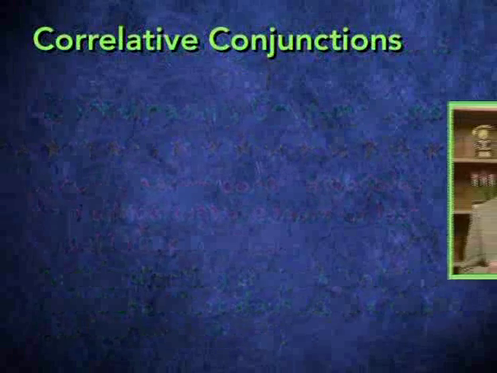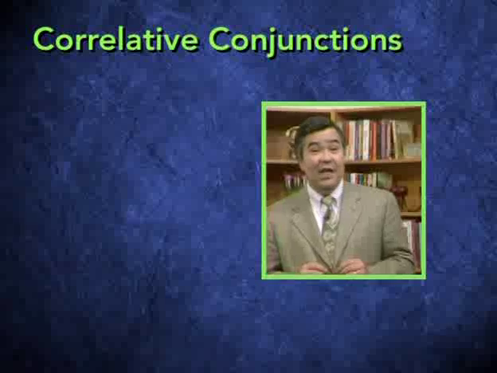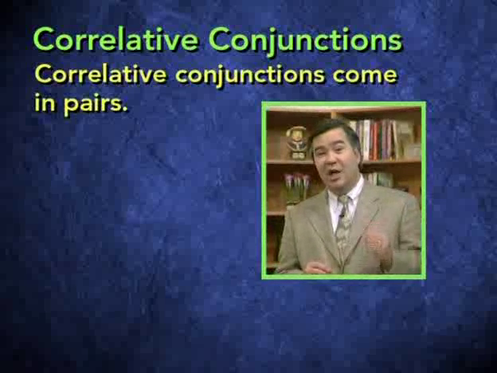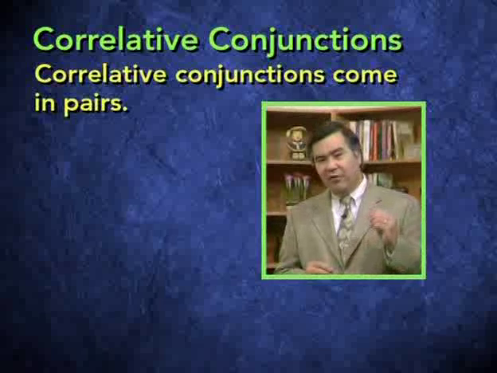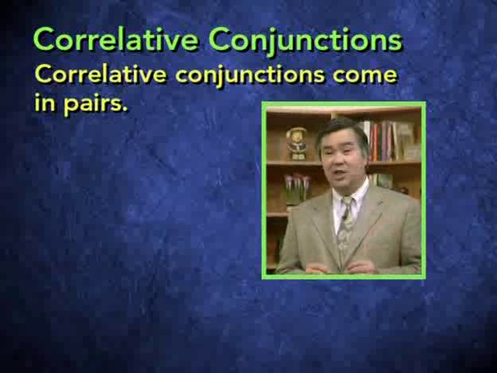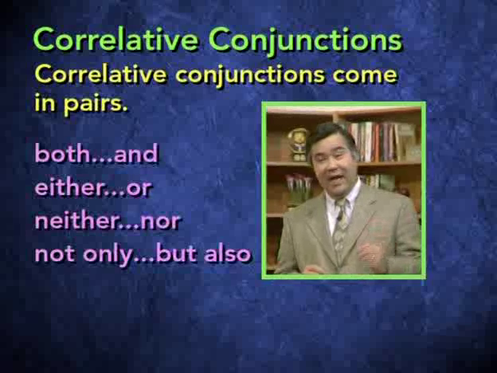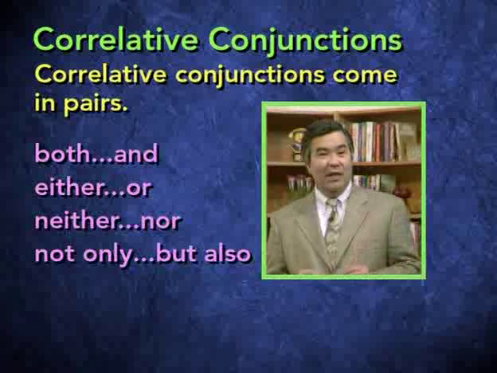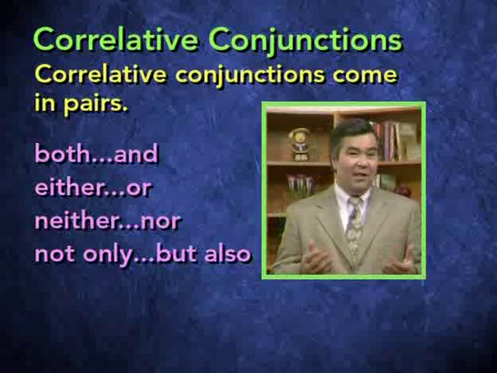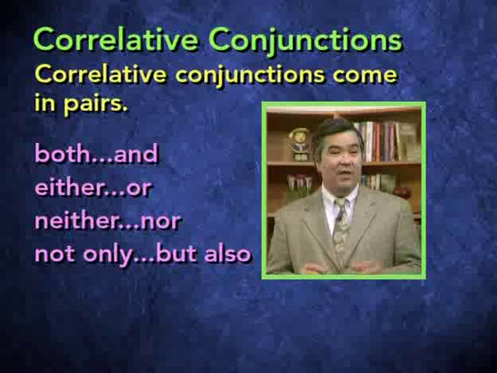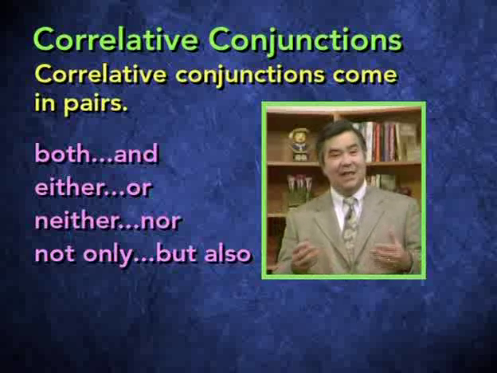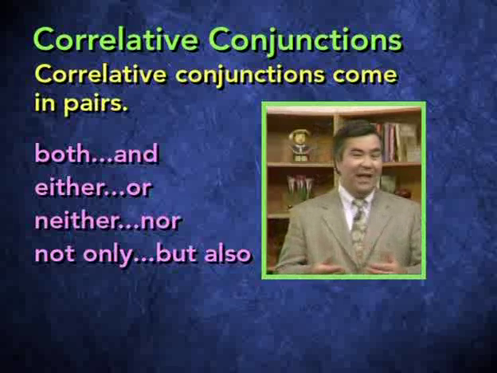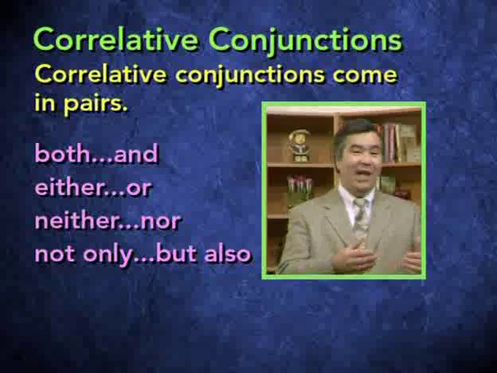Here's the third and final kind of conjunction to be aware of, the correlative conjunction. A correlative conjunction comes in pairs, and there are four most important correlative conjunctions to be aware of: both and, either or, neither nor, not only but also. And the most important thing to be aware of about correlative conjunctions is that they always should be used correctly in pairs. So whenever you begin with both, you need to follow up with and.